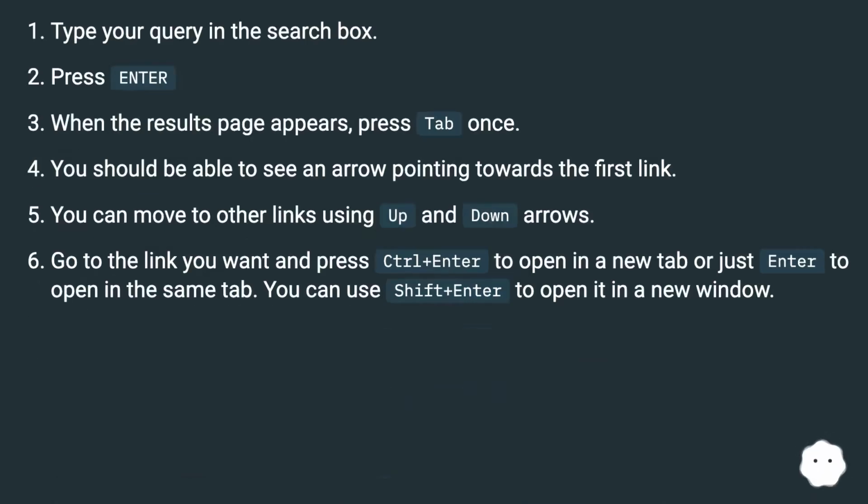Type your query in the search box. Press Enter. When the results page appears, press Tab once. You should be able to see an arrow pointing towards the first link. You can move to other links using up and down arrows. Go to the link you want and press Ctrl plus Enter to open in a new tab or just Enter to open in the same tab. You can use Shift plus Enter to open it in a new window.